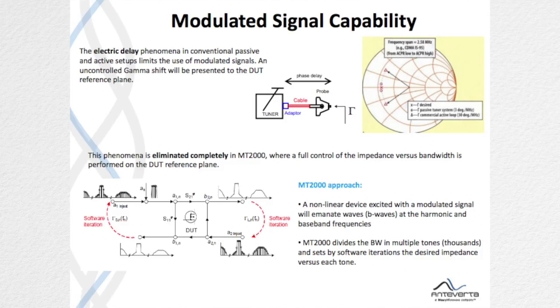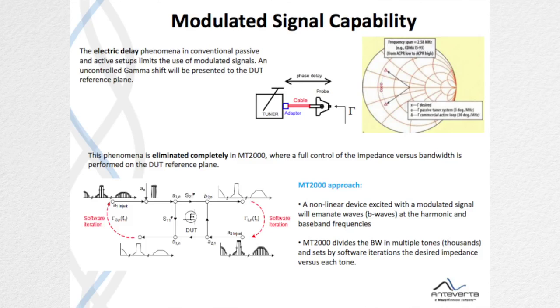One other advantage of a mixed signal active load pull is the fact that the electrical delay can be cancelled and that you have full control of your impedance in the band. When I talk about electrical delay, what I mean is that anytime you have a tuner, whether that's passive or active, there's a certain physical length between your tuner and your device under test. That means that your impedance, or your gamma, is well controlled or fixed at the center frequency of your band.